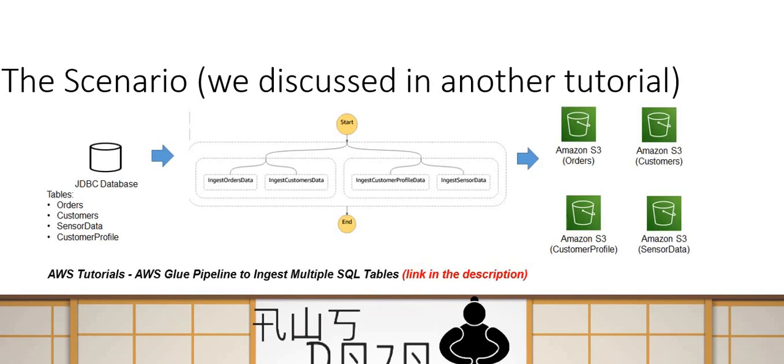Actually, this tutorial is a continuation of a scenario we discussed in one of my earlier videos. We discussed a scenario where we are ingesting data from a JDBC data source, and we have multiple tables in that database. We want to create a single pipeline using a single job to ingest data to multiple S3 buckets. So there are multiple source tables and multiple destination locations, but the ingestion is happening through a single pipeline and a single job inside it. That's the scenario I have discussed earlier.